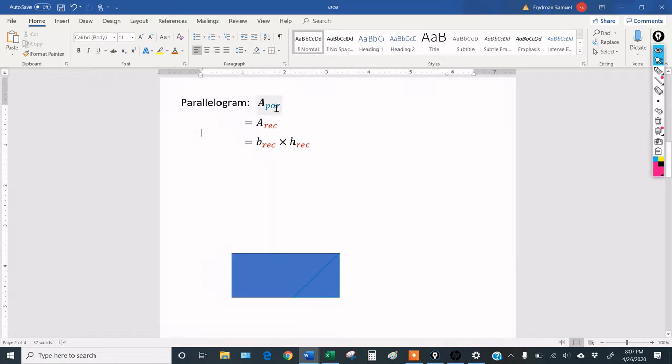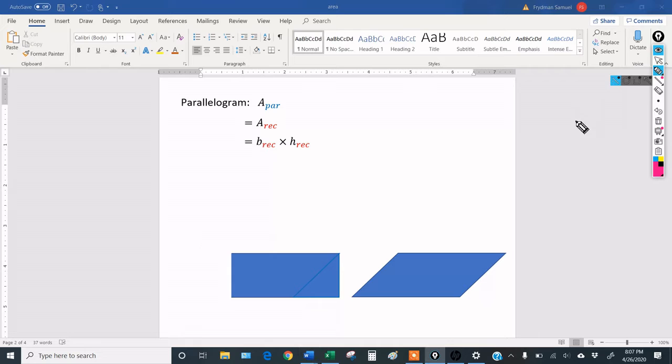Right now, the area of the original parallelogram is written in terms of the base of the rectangle and the height of the rectangle. That's not really what we want. Let's see if we can write these in terms of the base and height of the original parallelogram. Here's a duplicate of the original parallelogram. What is the relationship between the base of the parallelogram and the base of the rectangle? And what is the relationship between the height of the parallelogram and the height of the rectangle?